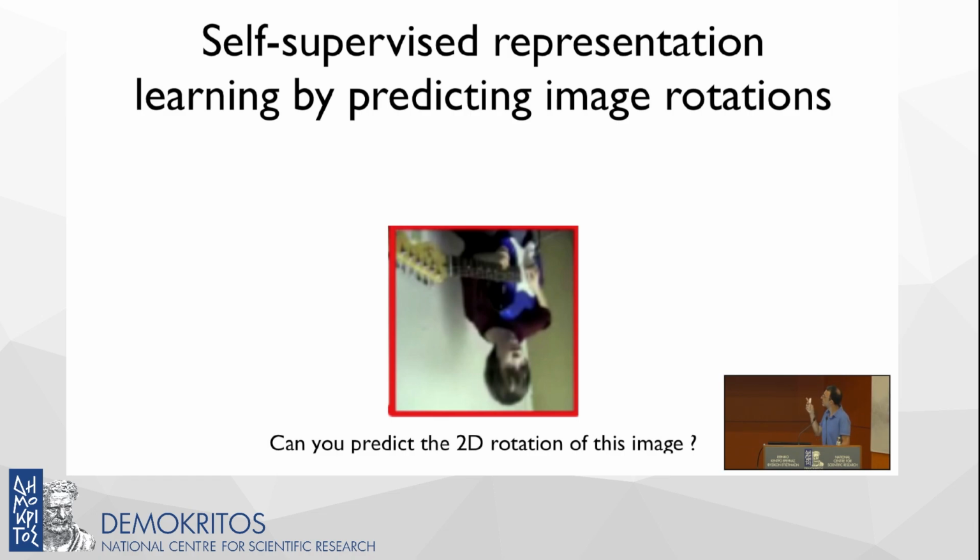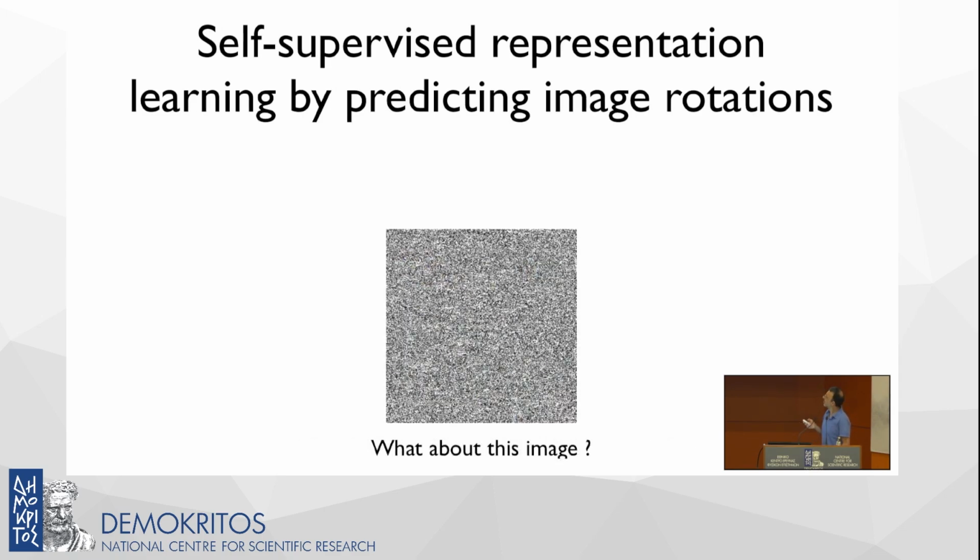So in this case, I give you this image, which has been rotated, and I ask you to tell me, what is the rotation of this image? I'm sure all of you can infer this information. This is easy. But what about this image? If I give you this random noise image, can you infer the rotation? This is impossible in practice.